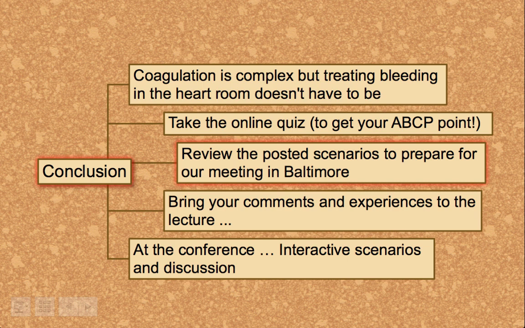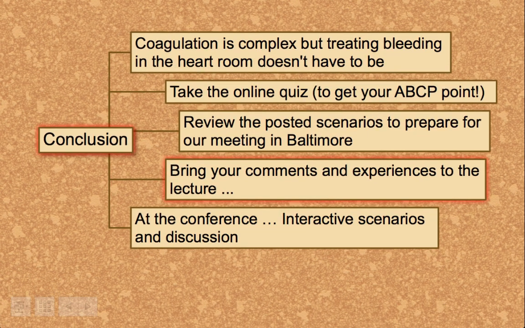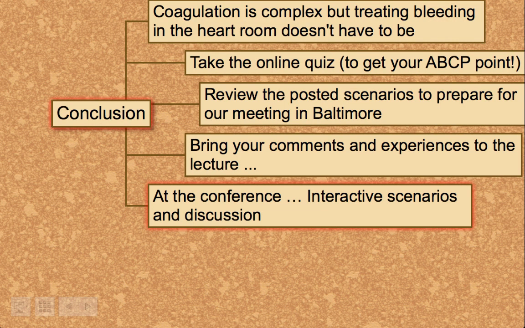These are the same scenarios we'll discuss in the group, and we'll use an audience response system and hopefully have a lot of discussion and share people's experience around these issues. So please bring your comments and your experiences to the lecture. This won't be a lecture so much as it will be a discussion that Jeff and I will facilitate.